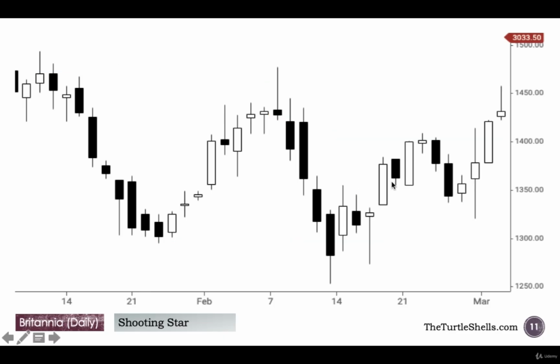And in this case, it was very quick, just 1, 2, 3, 4 candles. Within 4 candles on a daily chart of Britannia, we had the target achieved. So that's the power of the shooting star, and none of these candles is anywhere near the resistance created by the shooting star. Notice this candle as well.